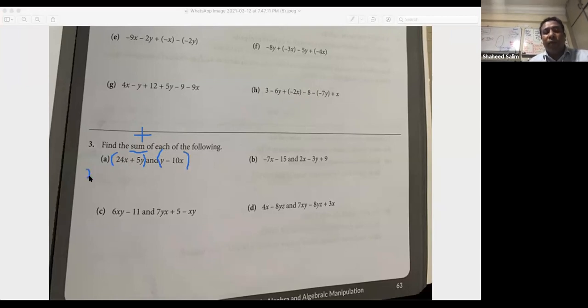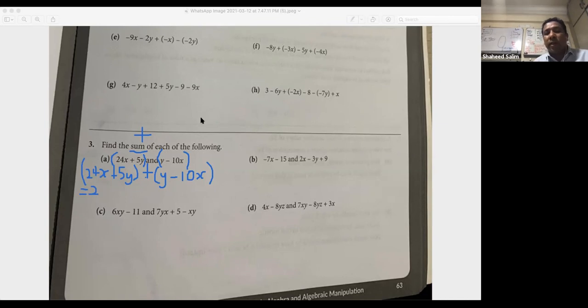So now I copy 24x. But remember, I must have a bracket here. Plus 5y plus y minus 10x. Now you remove the bracket and then you can continue. So you remove and you get 24x plus 5y plus y minus 10x. So you find out what the answer is again.